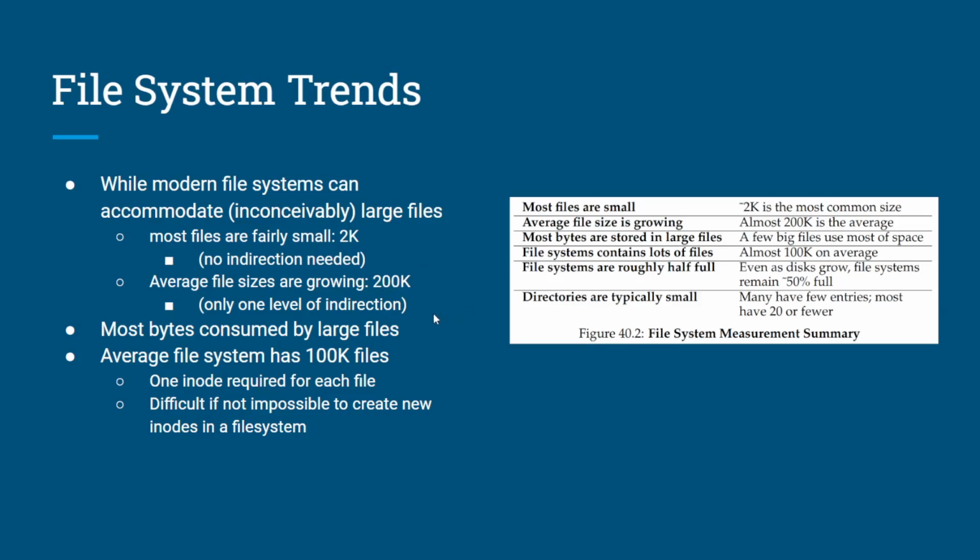Most bytes on the file system, though, are consumed by large files, easily in the gigabyte range, if not larger. File systems can handle that with 2 levels of indirection, and even 3 levels of indirection allow us to have files that are just inconceivably large. Most file systems have up to 100,000 files on the file system, which is just an absurd number of files.